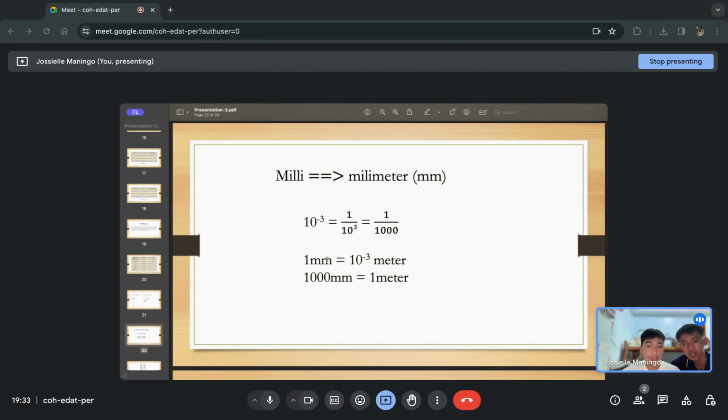Just like the other example, for 1 millimeter, you know that 10 to the power of negative 3 is milli, and you can combine it with meter, it's called millimeter. But you can use 1000 millimeter if you're not familiar with these prefixes or multiplication factors. For example, 1000 millimeter is equivalent to 1 meter.